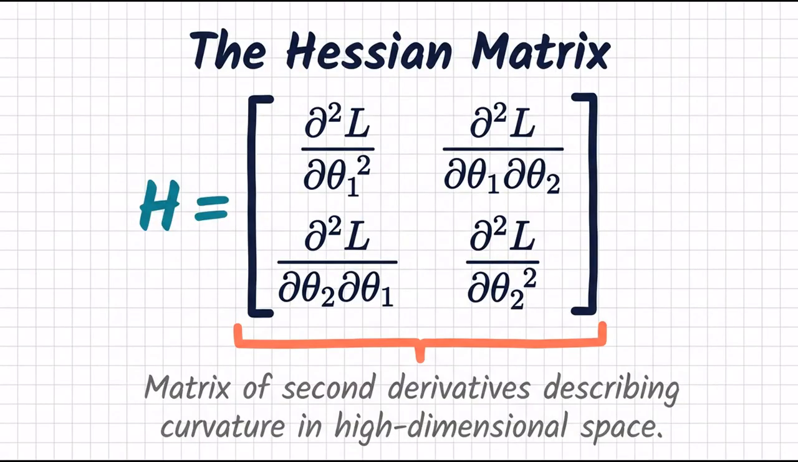H is a 2 by 2 matrix with first row the second partial derivative of L with respect to theta sub 1 squared, and the second partial derivative of L with respect to theta sub 1 theta sub 2, and second row the second partial derivative of L with respect to theta sub 2 theta sub 1, and the second partial derivative of L with respect to theta sub 2 squared.